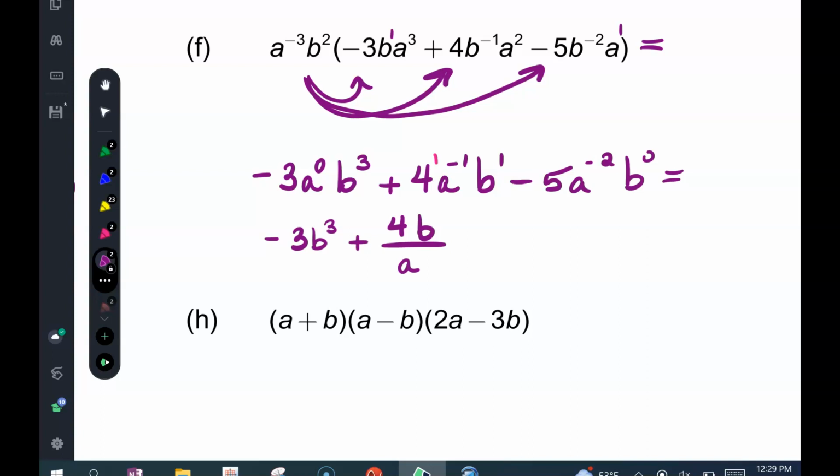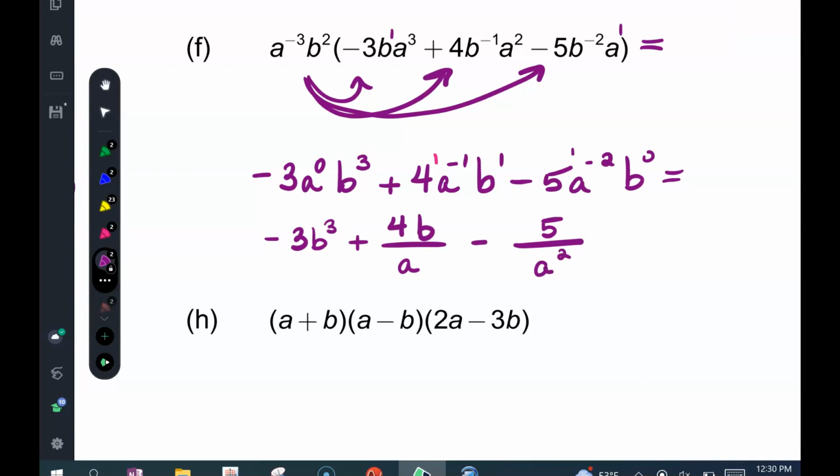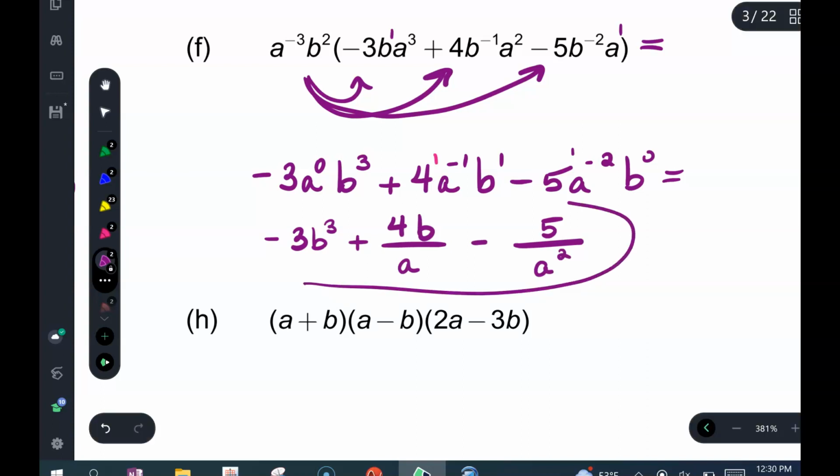Okay, next, minus, same thing here. Is that 5 a positive 1 exponent or a negative 1? It's a positive 1, so it stays on the top. And what goes on the bottom? A squared. And what happens to b to the 0? It just goes away. There you go.